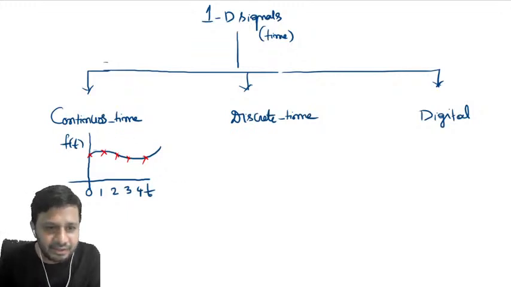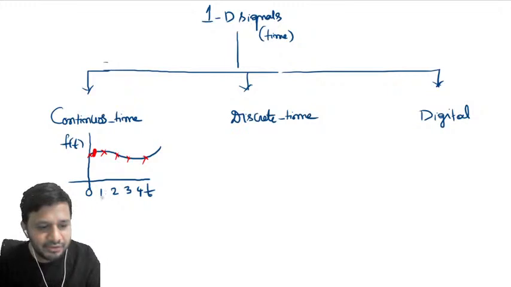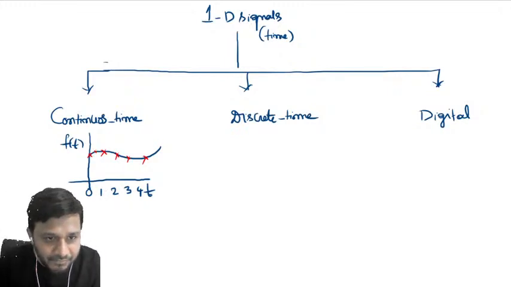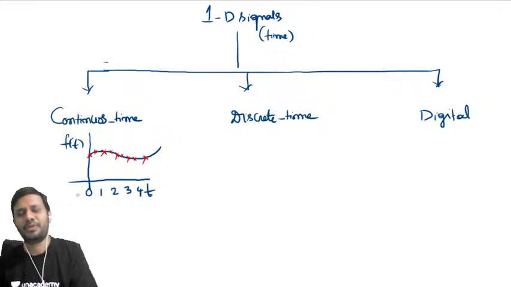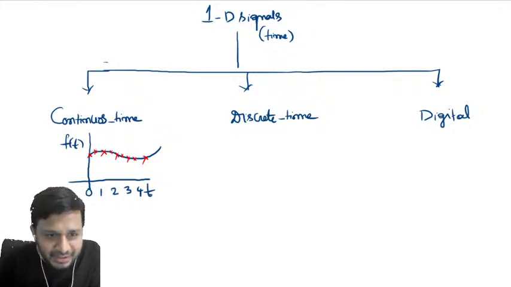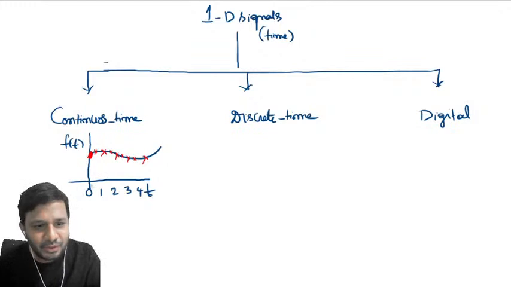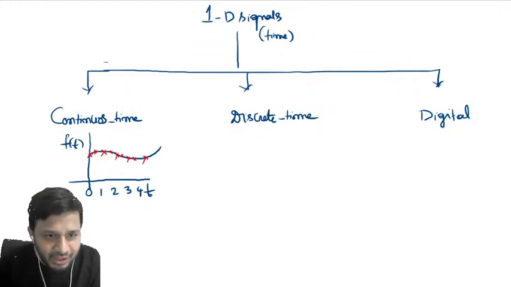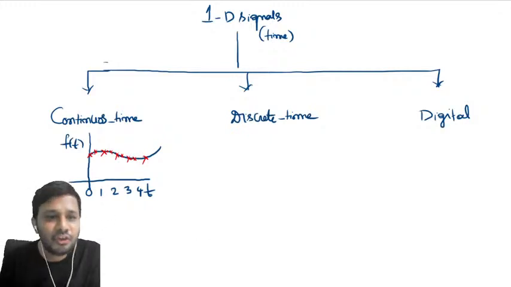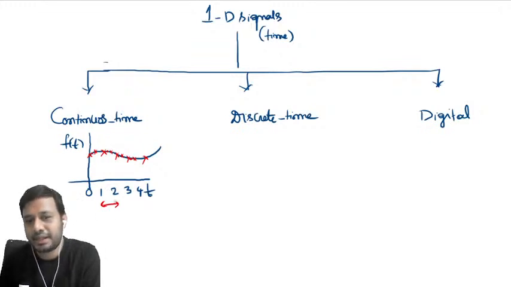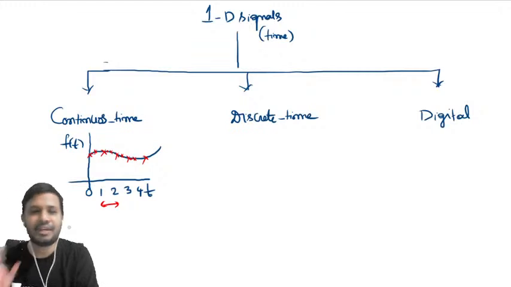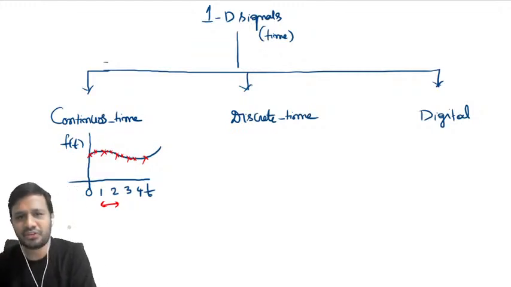Moreover, the signal is also present at 0.5, at 1.5, at 2.5, at instant 3.5 also. The signal is also present at 0.01, 1.01, 2.01, 3.01. My dear students, if you break the interval from 1 to 2 into 1 crore parts, each part will have some value. That is the definition of a continuous time signal.